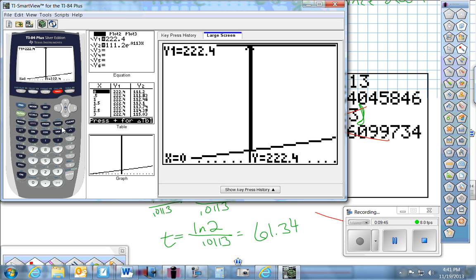So I can hit my trace button now. If I look at this, my trace is at 222.4, and then I can scroll up and down between the different lines. It tells me what line it's on up here in this top menu. So that's this bottom line down here. However, I still can't see when they cross.